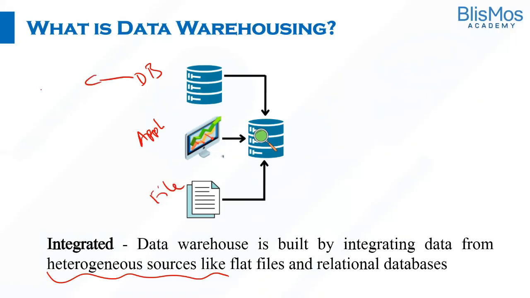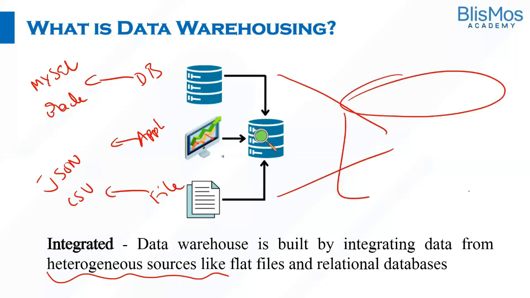Within databases or RDBMS systems, we may get data from MySQL or Oracle. Within applications, it can be order processing systems, consumer loans, or claims processing systems. In files, we may get data from JSON or CSV files. Like this, we get the data from heterogeneous sources, integrate them, and store that in a data warehouse.